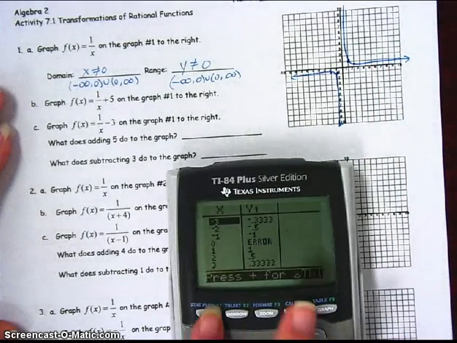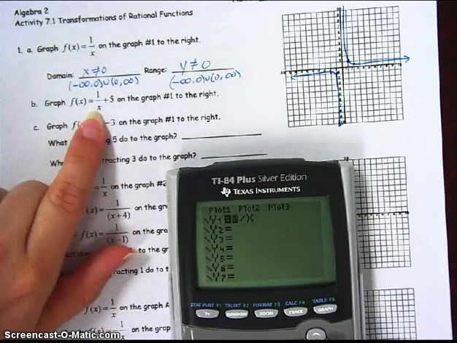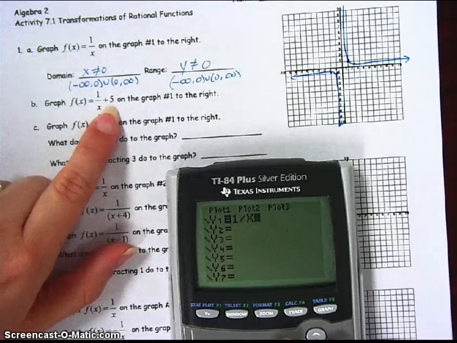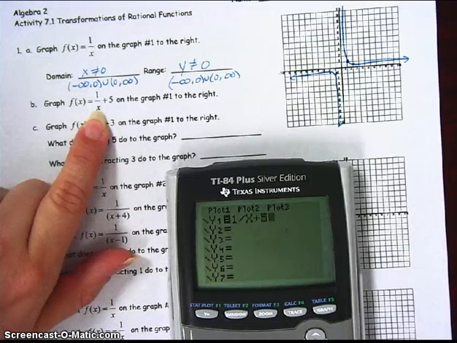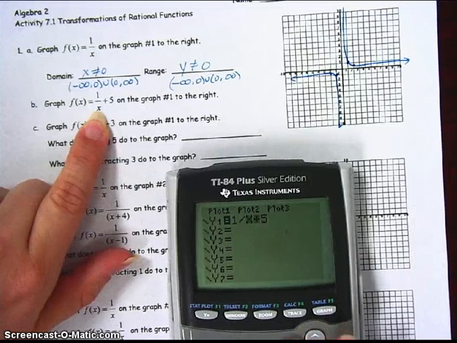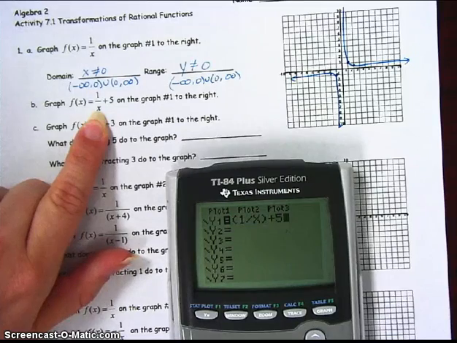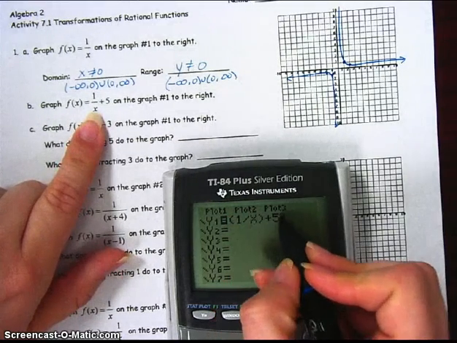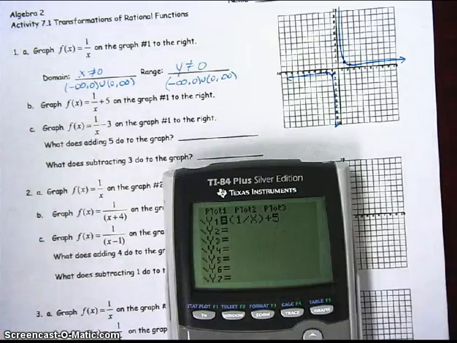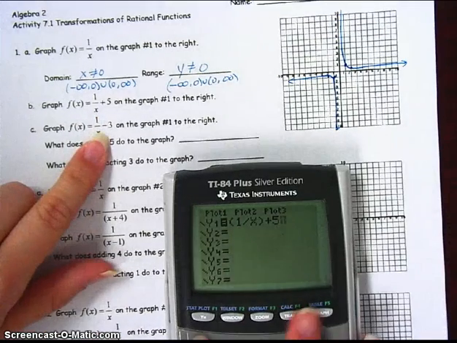Okay, so the first thing it wants me to graph is 1 over x plus 5. Notice the plus 5 is not under the x, so we're not going to include parentheses around it. If it looks better to you, you can put parentheses around 1 divided by x, close the parentheses, plus 5. However you want to arrange it, you cannot have the x plus 5 in parentheses, because that would put those together on the bottom.